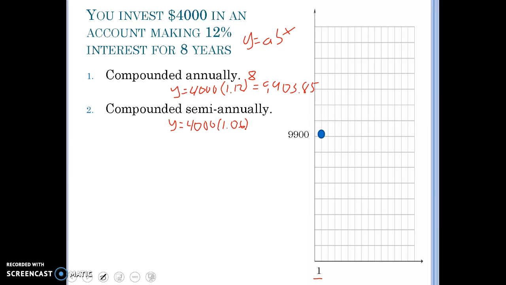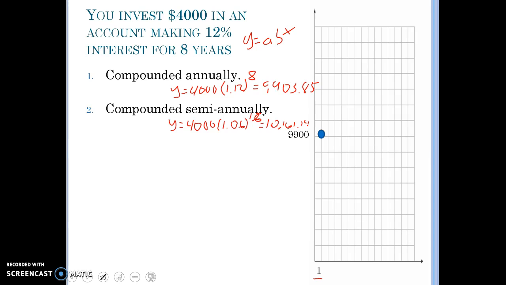So over a period of 8 years, they're not going to compound your interest 8 times. They're going to compound it a total of 16 times, because it is 2 times every year. And so if you take $4,000 times 1.06 to the 16th power, you're going to get $10,161.14. So that gives you a little bit more money.